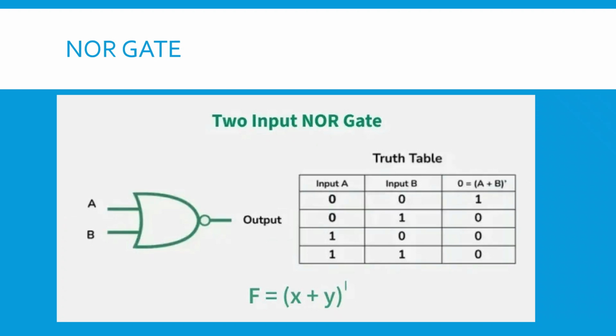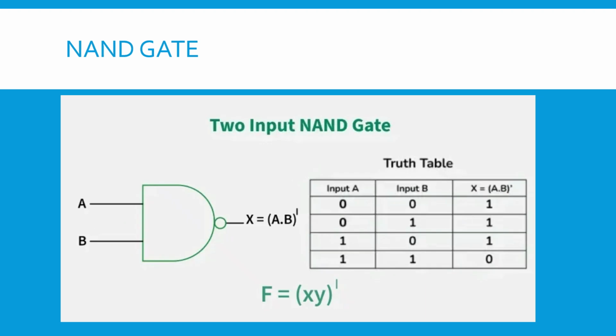Coming to NOR gate. NOR gate is a type of universal logic gate, as already mentioned. It can take two or more inputs and it gives only one output. The output state of the NOR gate will be high only when all the inputs are low. That is, only when both the inputs are 0, the output is high. In all the rest of the cases, the output is low. So it is like an OR gate followed by a NOT gate. You can see it is the complement of whatever the OR operation is.